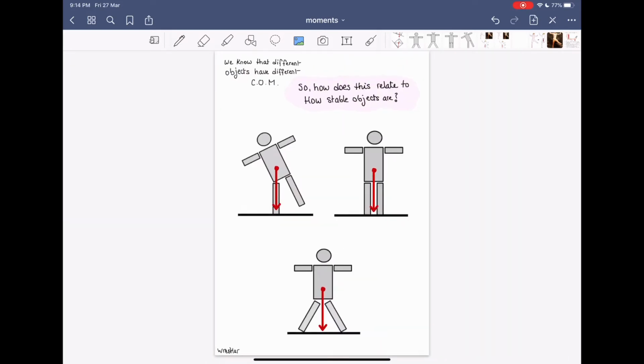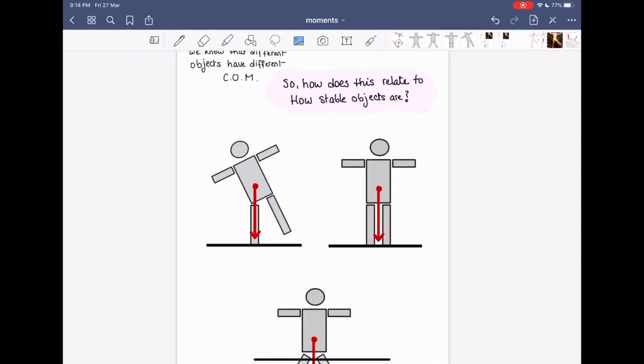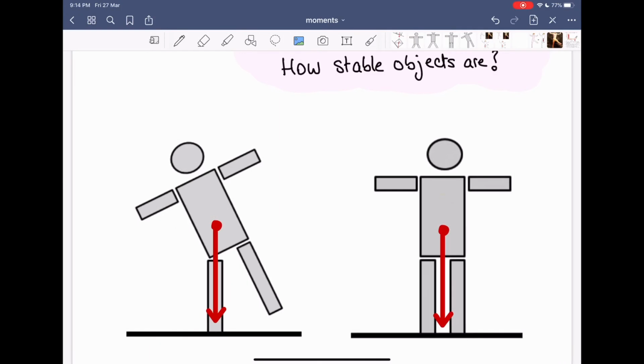Now, we know that different objects have different center of mass. So how does this relate to how stable objects are? If we look over the first two pictures, we can see that in the first one, the person is standing on only one foot, and still the person is balanced. But he will be even more balanced if he was standing on both feet.